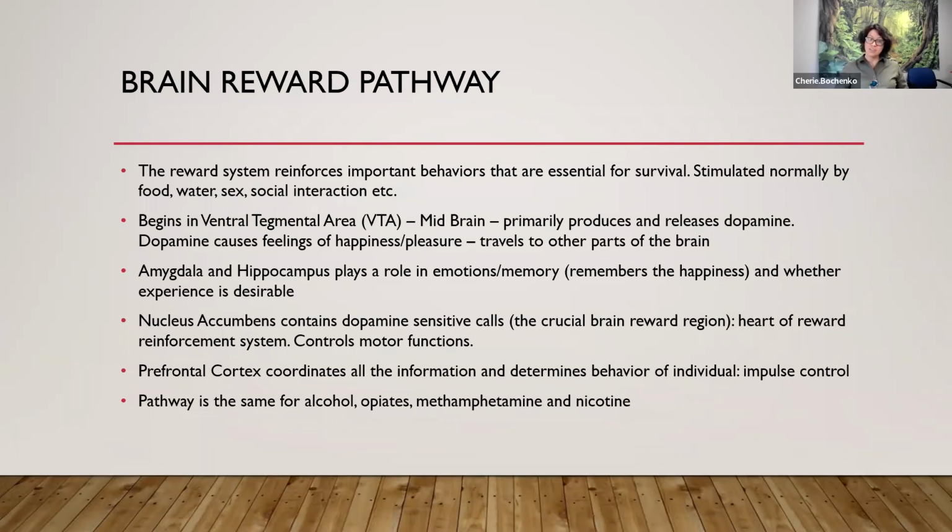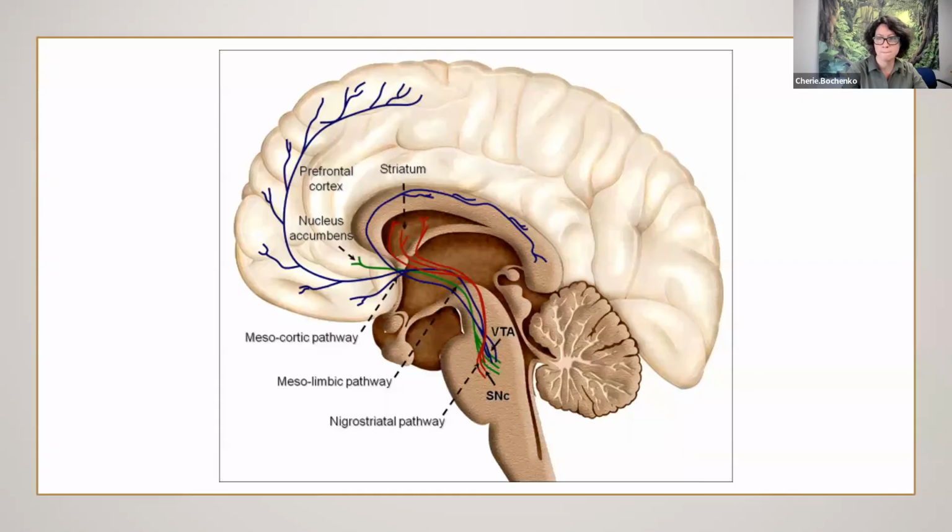The pathway is the same for alcohol, opiates, methamphetamine, nicotine. And so I like to explain it to a patient. For example, the reward system ensures that you reach for food when you're hungry because after eating you'll feel better. You'll feel good. It makes the activity pleasurable and memorable, so you want to do it again. And it can really apply to anything. Really healthy things and not so healthy things. So here's the picture of the brain.